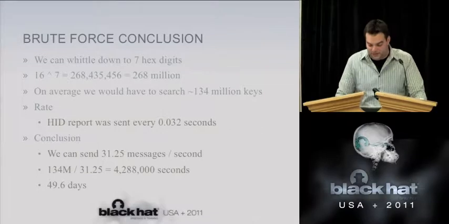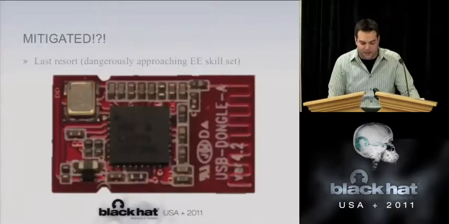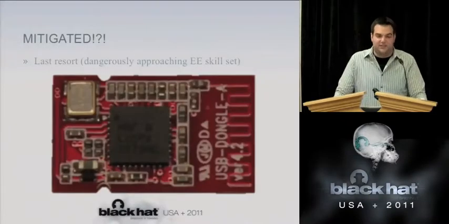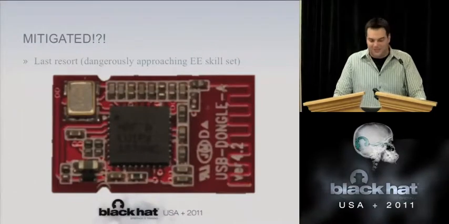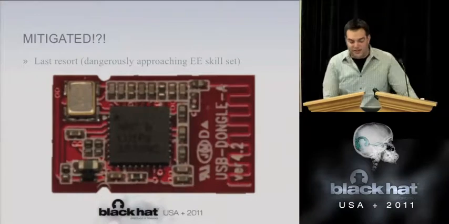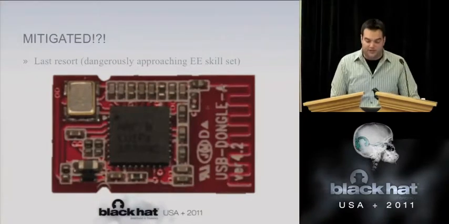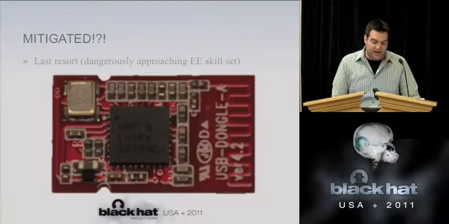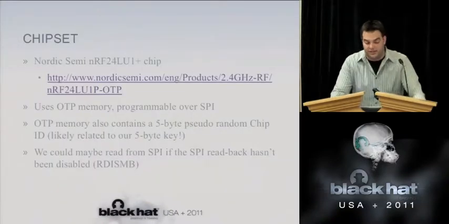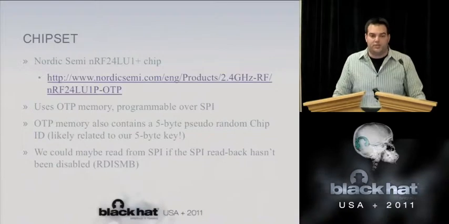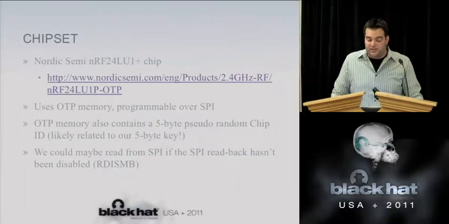So now I'm getting a little desperate here. And last resort, and this is dangerously approaching the EE skill set. You can see here there's actual circuits and resistors and things. Not what I signed up for when I wanted to do the USB assessment. But as a next step to look at in the future, something that I didn't have time for, but would definitely be interesting, is that this is running a Nordic semiconductor chip. It's actually a really cool chip. It has USB built in, has 2.4 wireless built in, basically has everything built in.